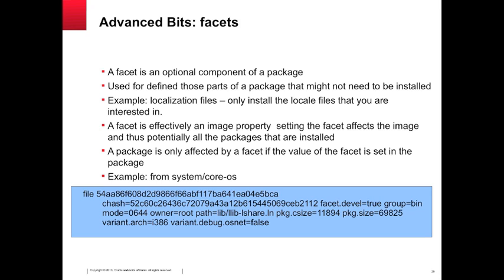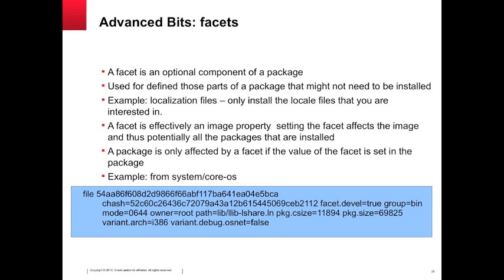So we have used it for locales. We use it for another thing called unlocking. I'll go through that, that's an interesting little trick. But effectively, it's an image property. So when you do pkg change-facet, it's going through each and every package and asking, I'm changing this facet, does it apply to that package? So it's not a package-level property, it's an image-level property. That's why it has to go through each and every package.